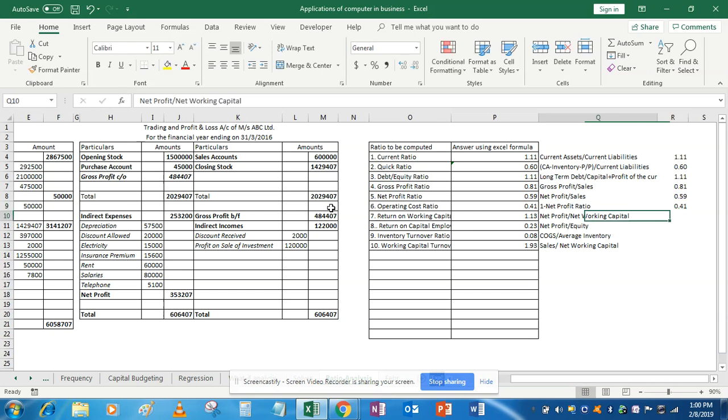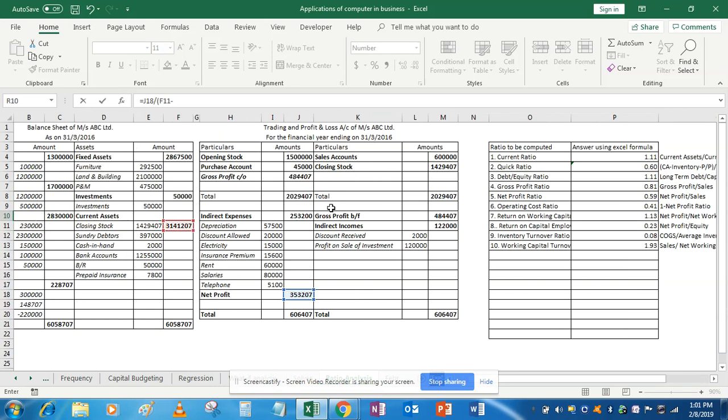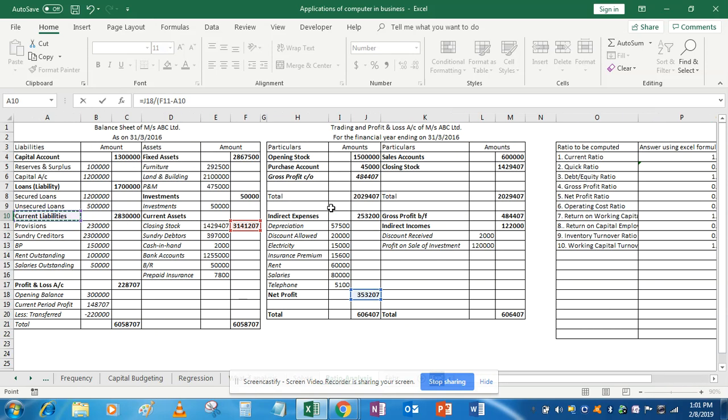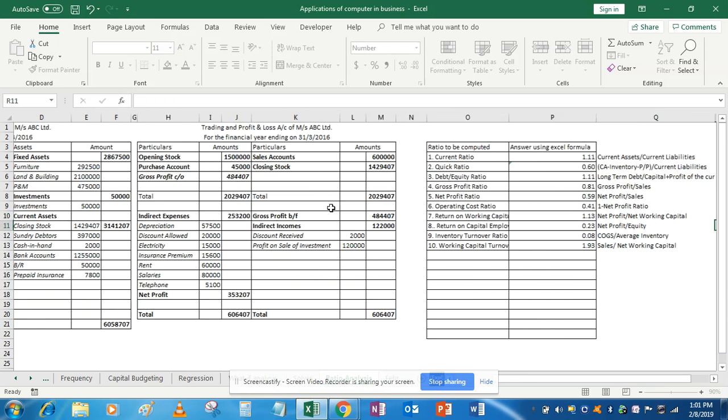You'll get the answer. Next is return on capital employed. This is very simple: net profit divided by net working capital. But what is net working capital? Basically, this is the amount of current assets minus current liabilities. So this is very simple: equals to net profit divided by bracket open total current assets minus total current liabilities bracket close.